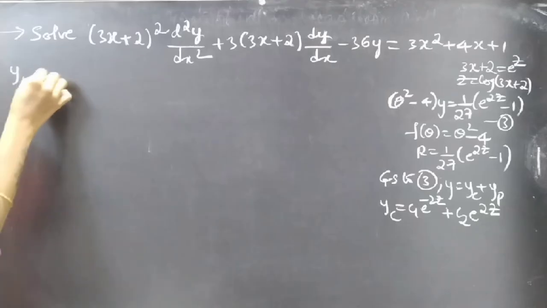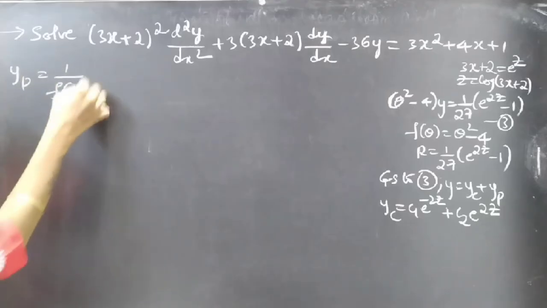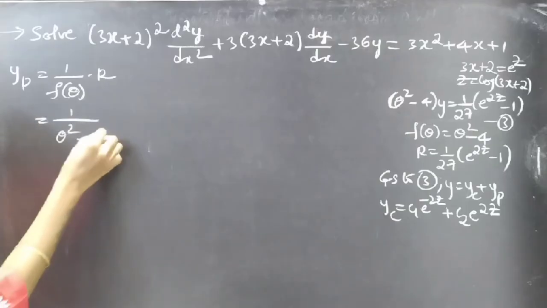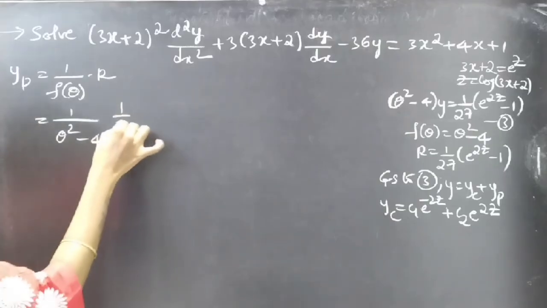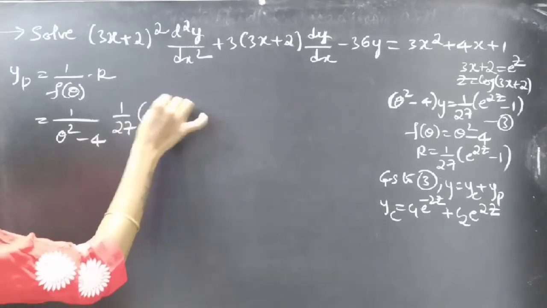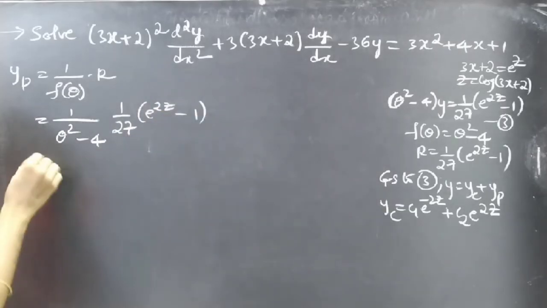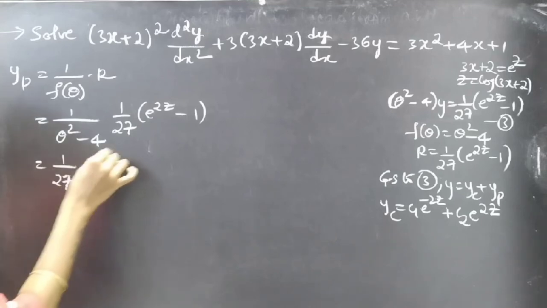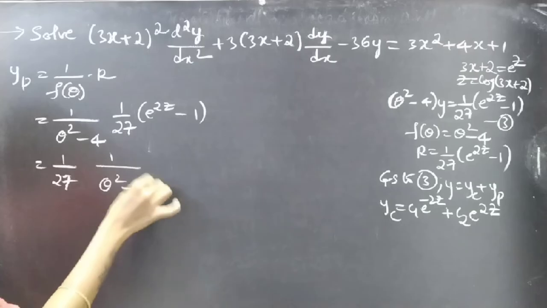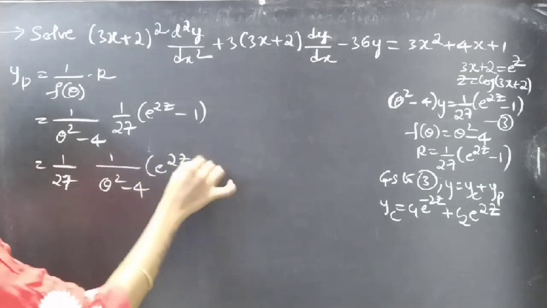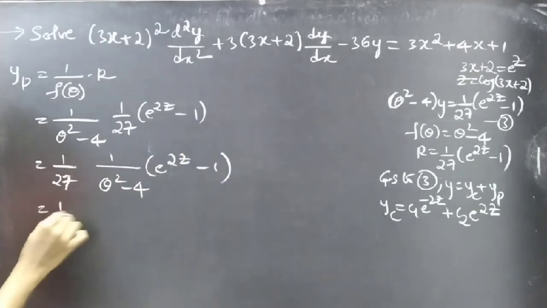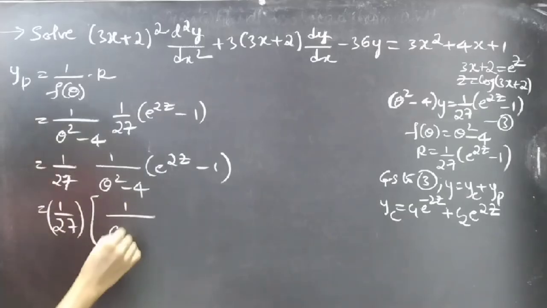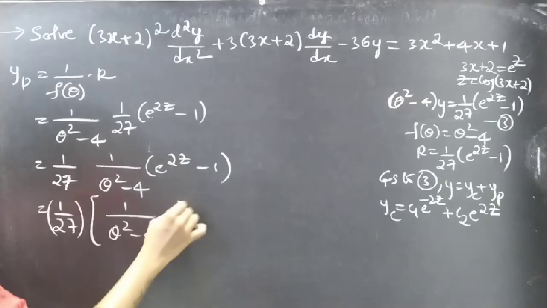Particular integral is given by 1 by f of theta into r. This is equal to 1 by f of theta, where f of theta is theta square minus 4, and r is 1 by 27 into e power 2z minus 1. We can write this as 1 by 27 into 1 by f of theta, e power 2z minus 1, or 1 by 27 into 1 by theta square minus 4 into e power 2z.